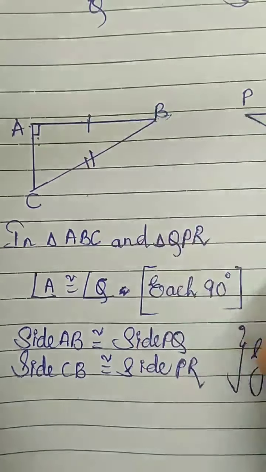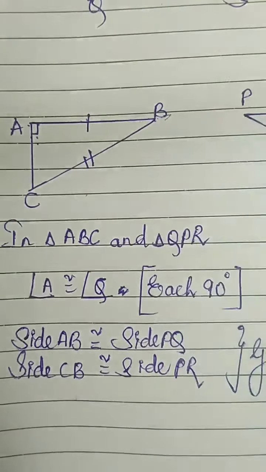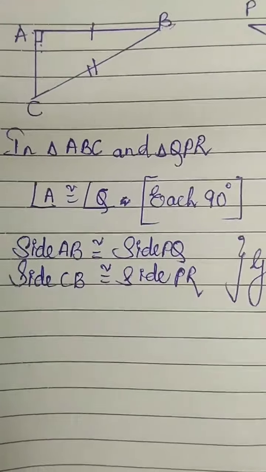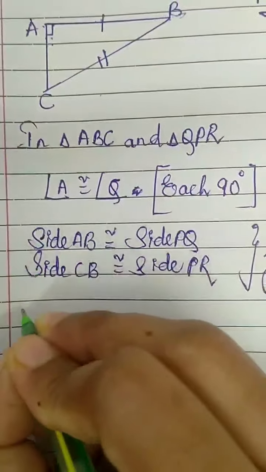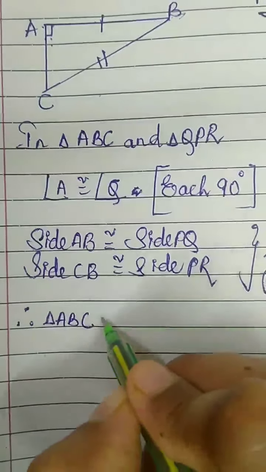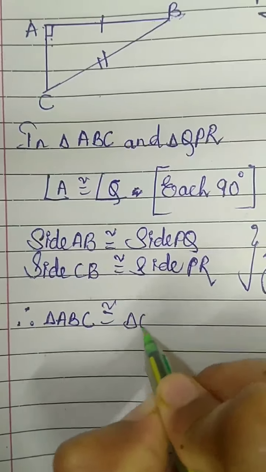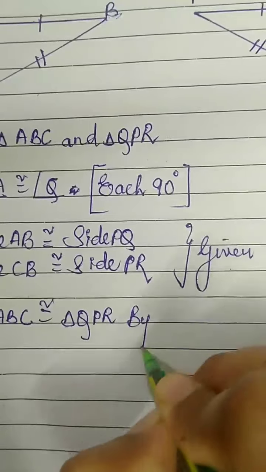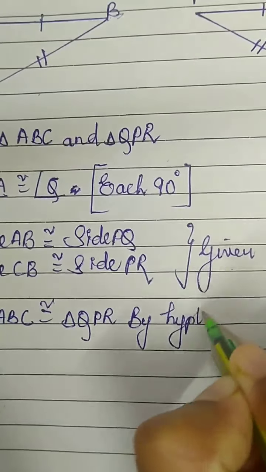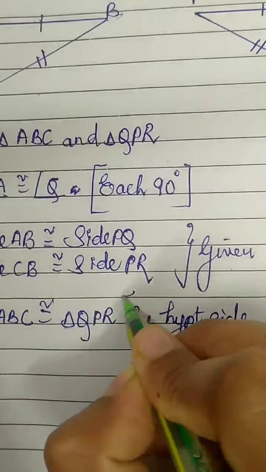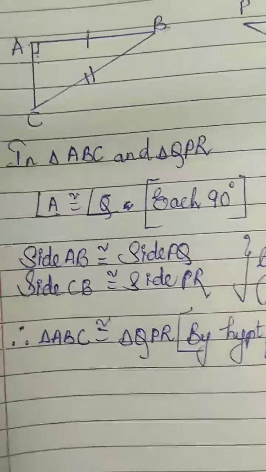Yes, 90 degrees given. Hypotenuse of one triangle is marked congruent to the hypotenuse of the other. Other side is also there. So these triangles are congruent by hypotenuse side test. So therefore, triangle ABC congruent to triangle QPR, remember, by hypotenuse side test. 1 mark you will get for writing the name of the test correctly.